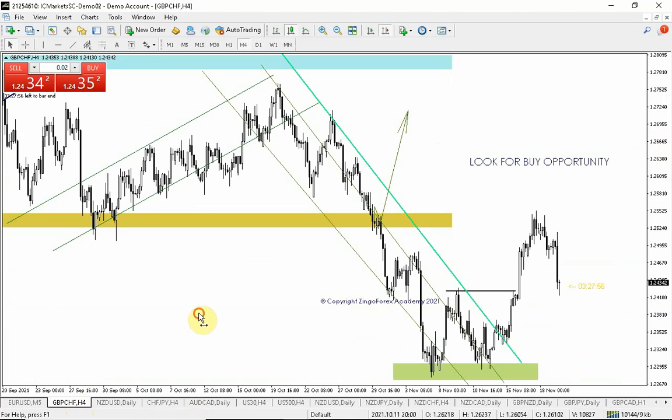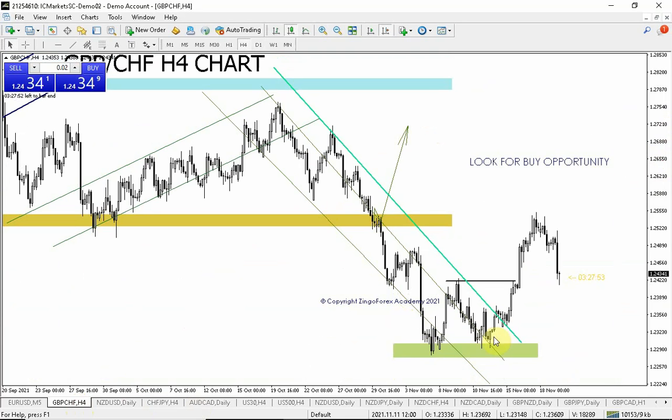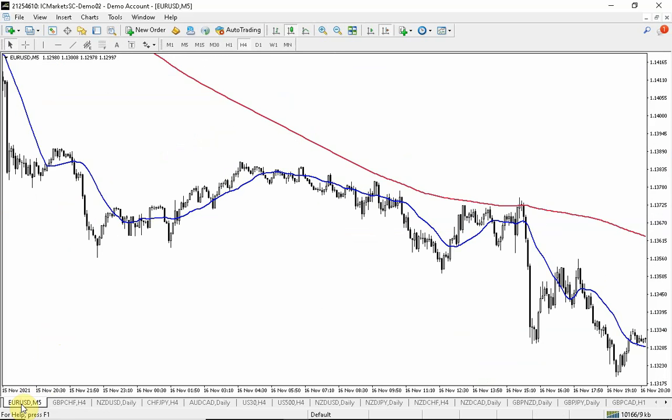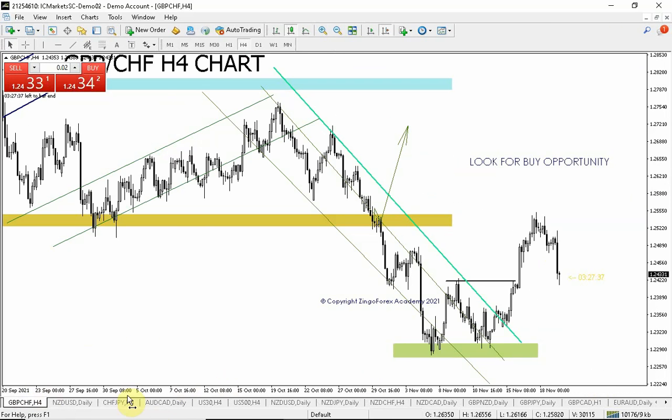All right, what happened here? This is supposed to be a bull trade. Look for buying opportunity. I think we caught this market really good. All right, I don't trade short time frames. I don't know what's happening here. I don't trade short time frame. Let me close this. I don't trade it.